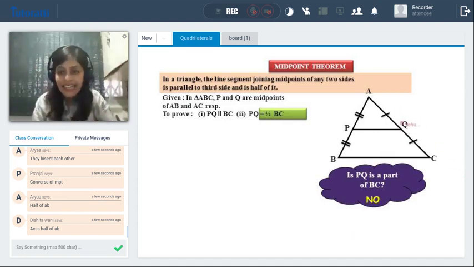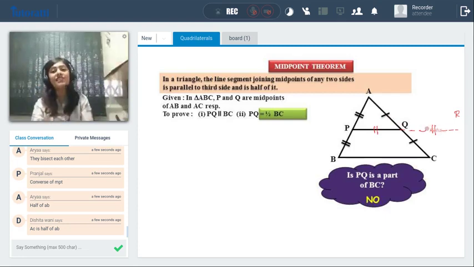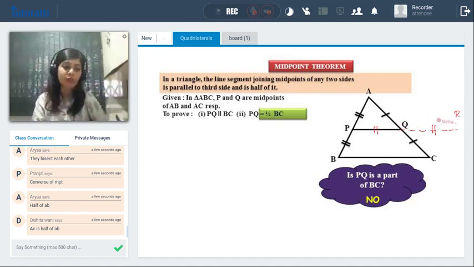What I can do is extend PQ to a point, say R, such that PQ is equal to QR. Yes, can I have such a construction? If PQ is equal to QR, then automatically PQ becomes half of PR. So what does the construction say? Extend PQ to a point R such that PQ equals QR. That means PQ is half of PR.